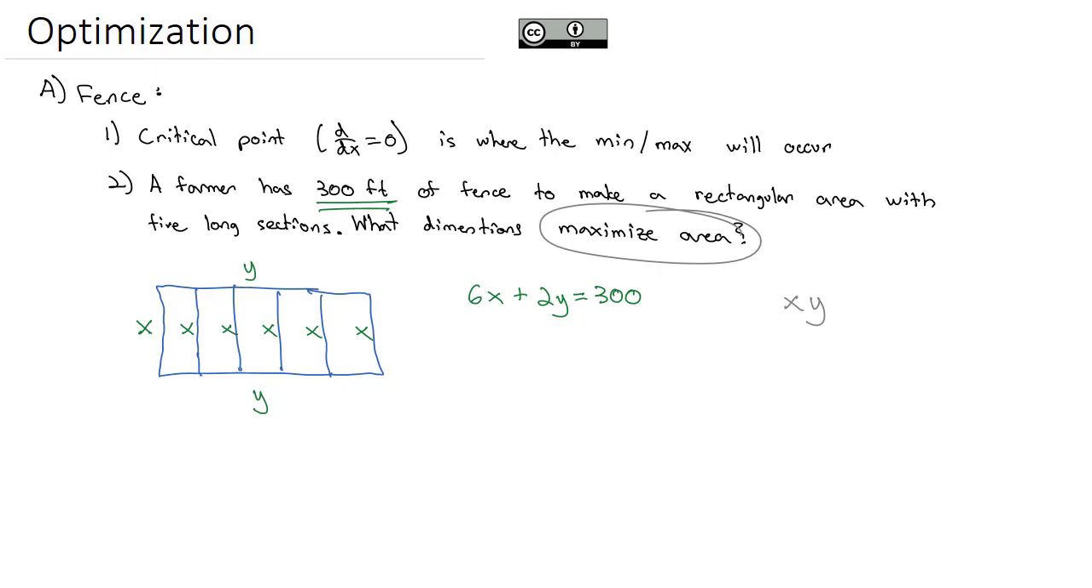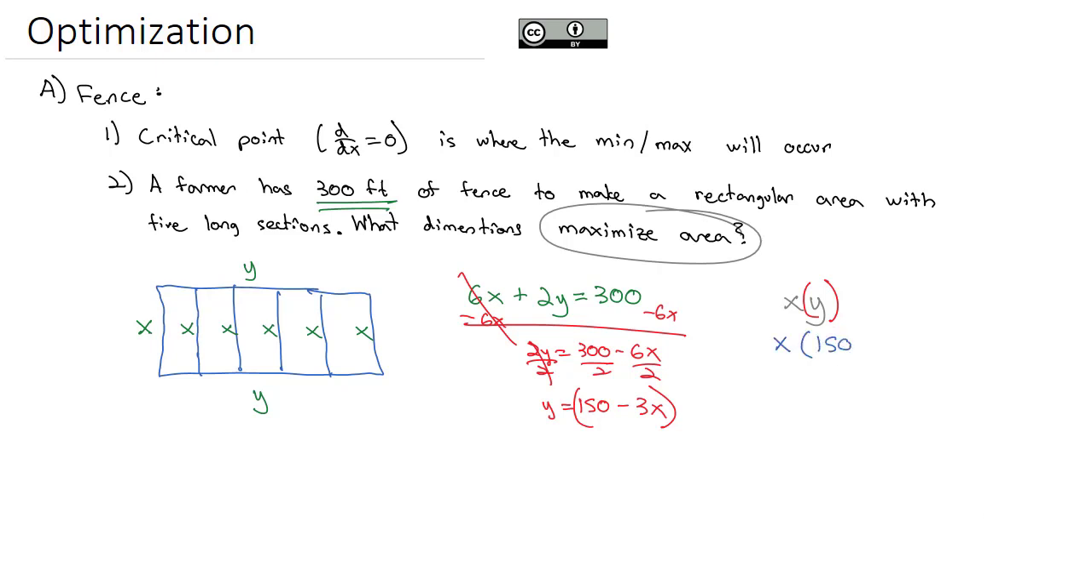Let's solve for y. We can solve for y by subtracting 6x from both sides, and then we get 2y equals 300 minus 6x. And then we can divide each term by 2 to get y is equal to 150 minus 3x. So I can take this 150 minus 3x and replace the y with that 150 minus 3x. And that gives me x times 150 minus 3x. That is what we want to maximize. And we know that maximum is going to occur when the derivative is equal to 0.